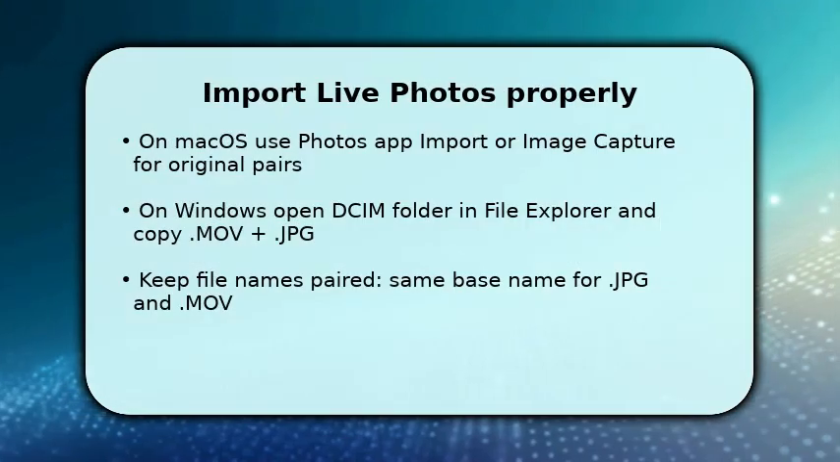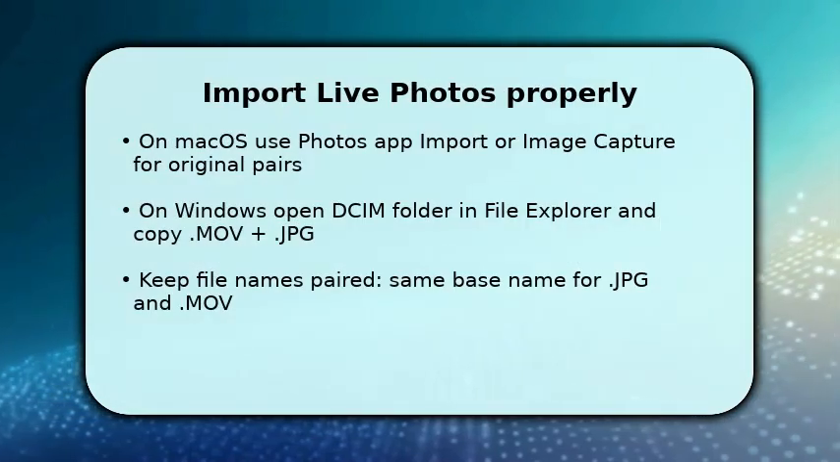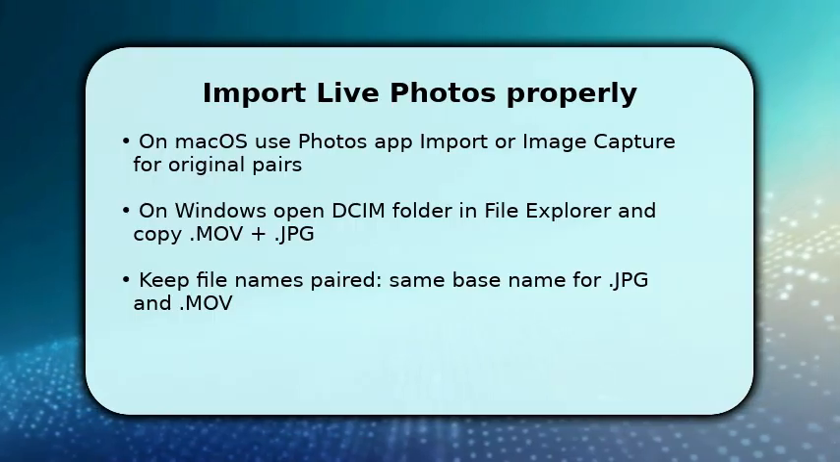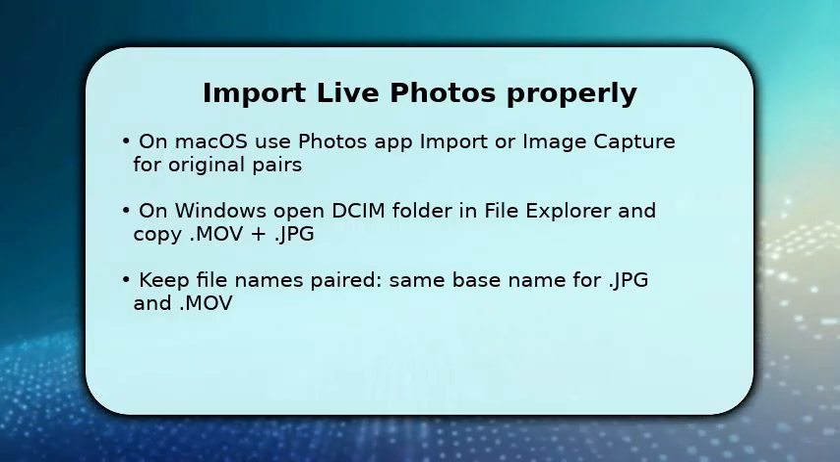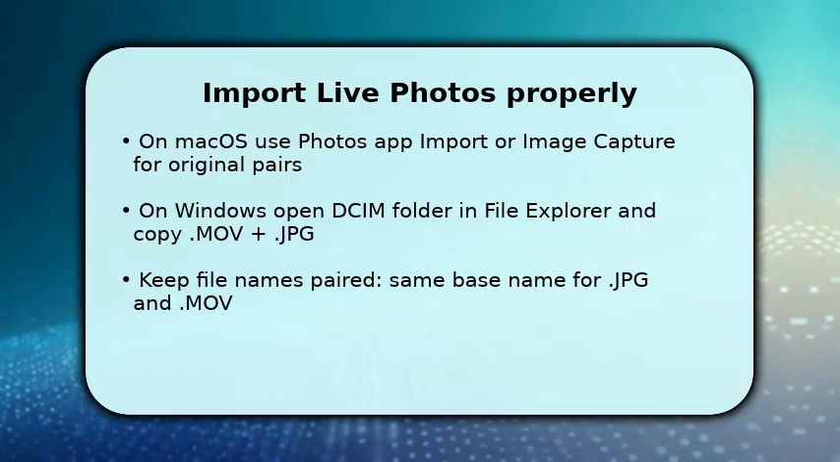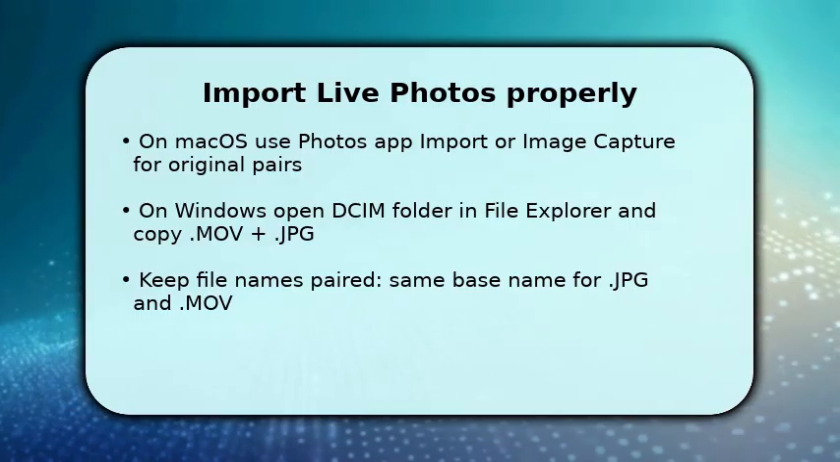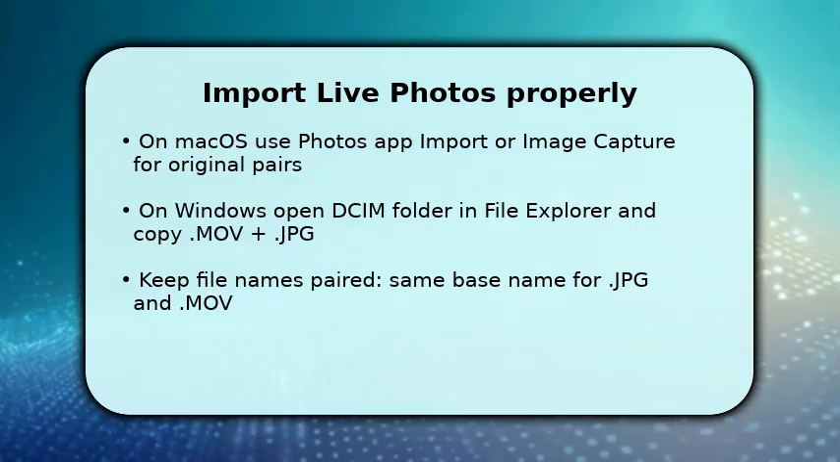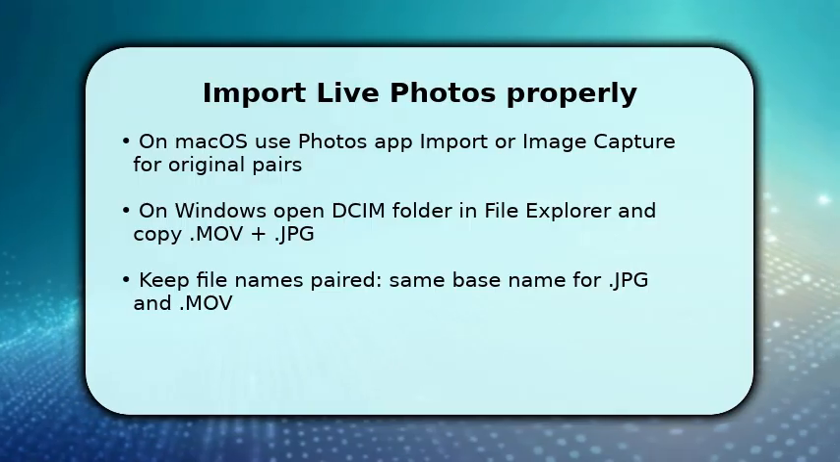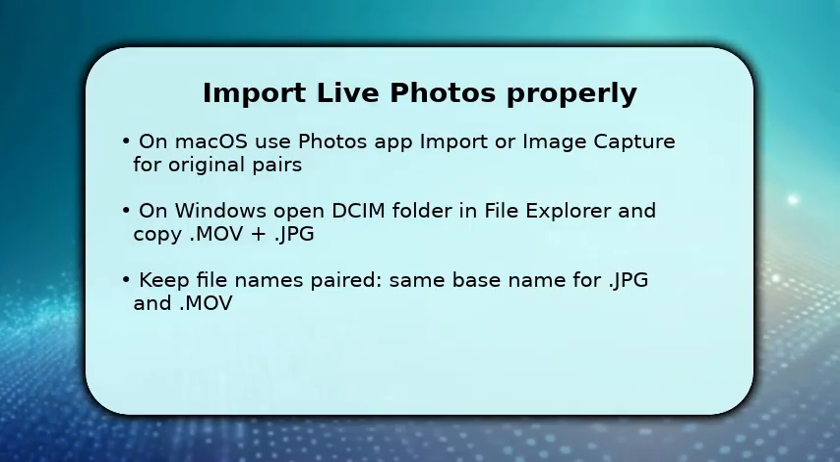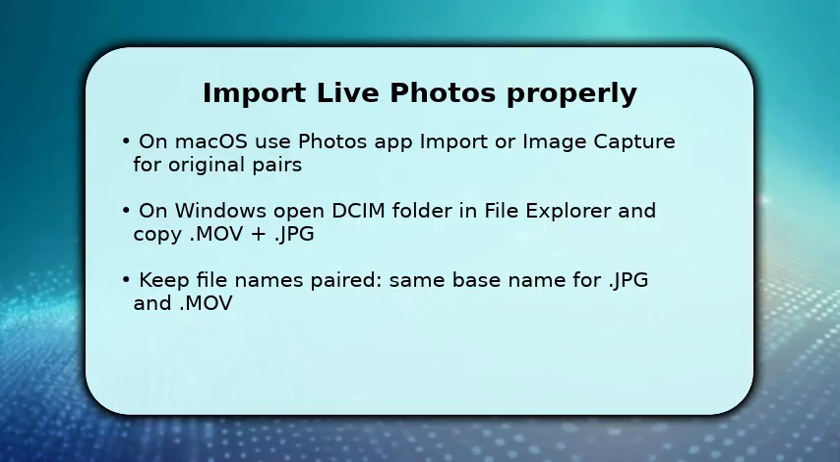Next, import in a way that preserves the live photo pair. On Mac OS, choose Photos Import and select Keep Originals, or use Image Capture to drag both files. On Windows, open the DCIM folder and copy both the JPG and the matching MOV for each live photo, because the JPG is the still and the MOV is the motion file.